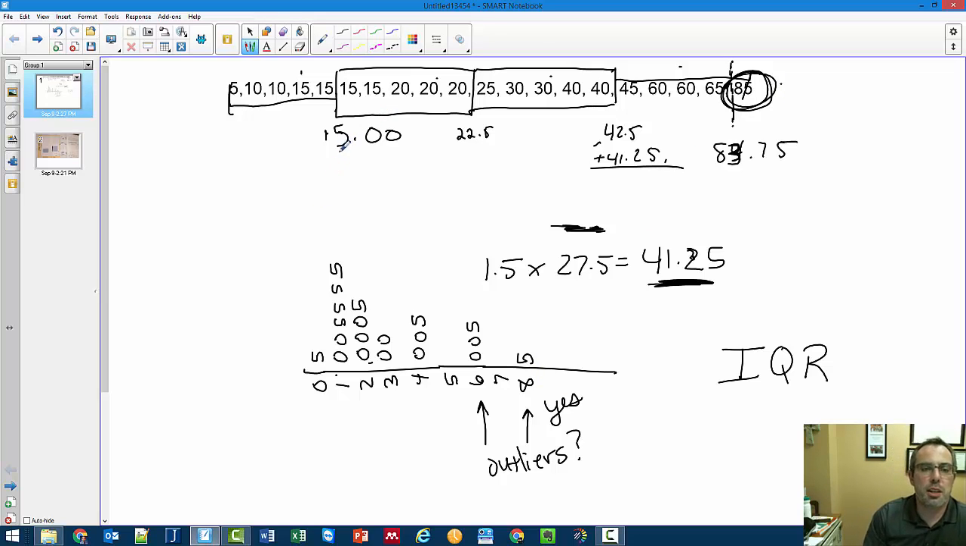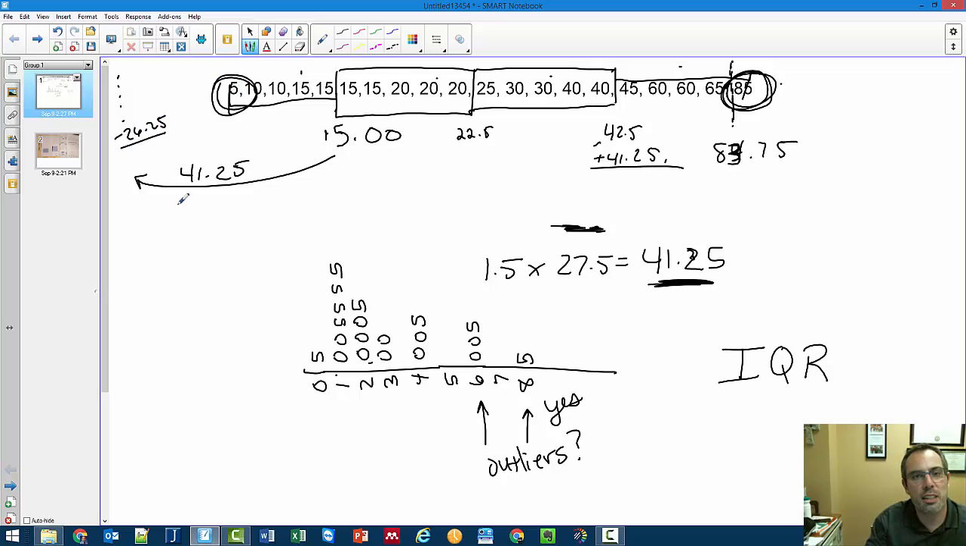When I go the other way, I'm going to start at this 15 and I'm going to go 41.25 to the left. I'm going to subtract it again. That's going to put me way over here at negative 26.25. So these numbers are definitely not outliers because I still have a lot of room.